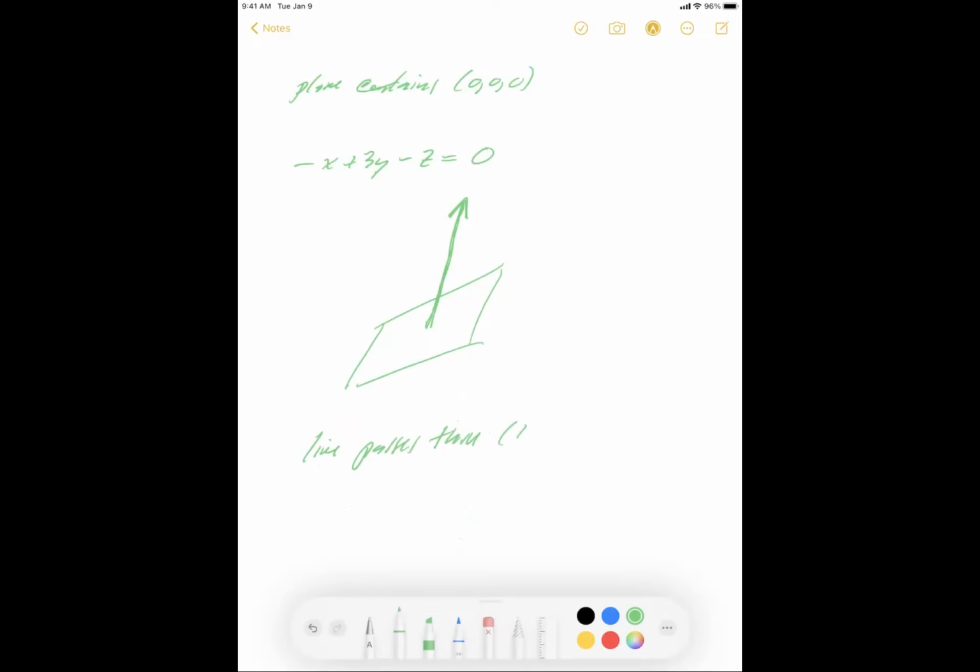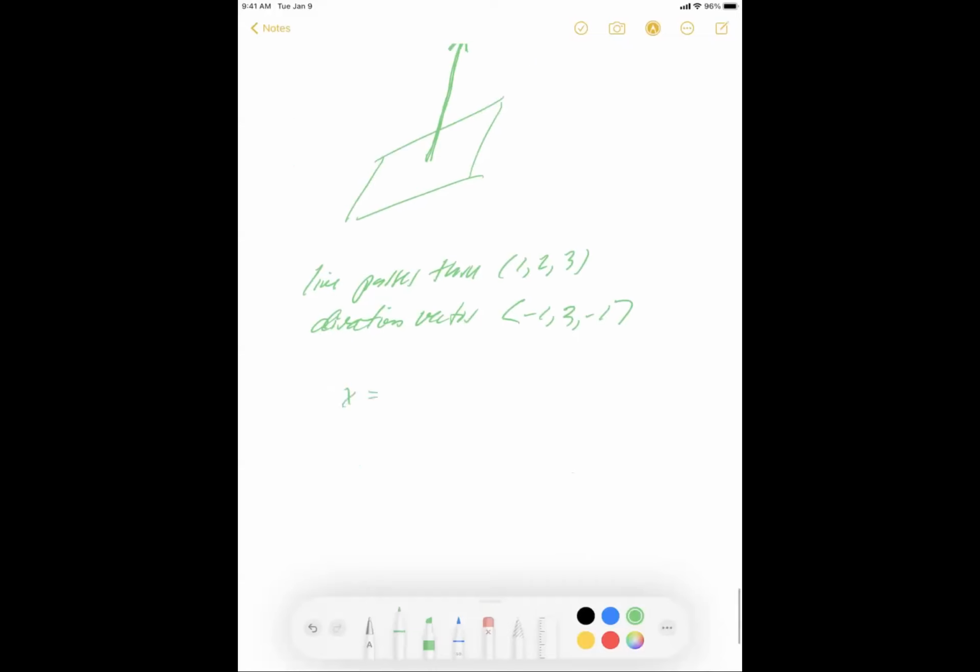So okay, it passes through 1, 2, 3, and the direction vector is -1, 3, -1. So x equals 1 minus t, y equals 2 plus 3t, and z equals 3 minus t. There we go. I'm sorry, somebody had a question there at the end. What was that?